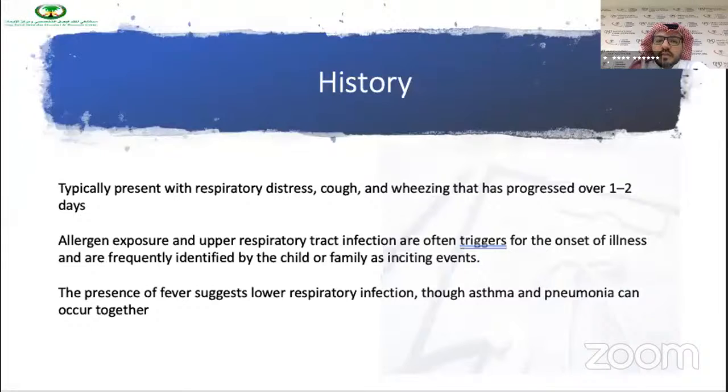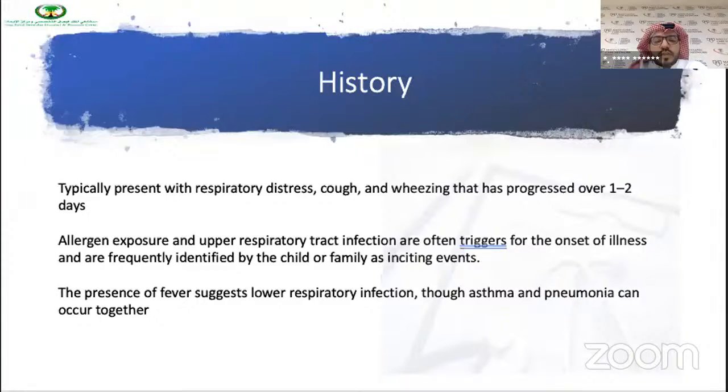Usually the patient presents with a history of respiratory distress, cough, and wheeze that has progressed over the last few days. Allergen exposure or upper respiratory tract infection are often the trigger for the onset, and frequently the family can identify those as the inciting event. The presence of fever suggests lower respiratory infection, though asthma and pneumonia can occur together. So pneumonia can also exacerbate the asthma and make the patient present to you with an asthma exacerbation and even status asthmaticus. In contrast to those, foreign body aspiration will usually present with abrupt onset of clinical symptoms.